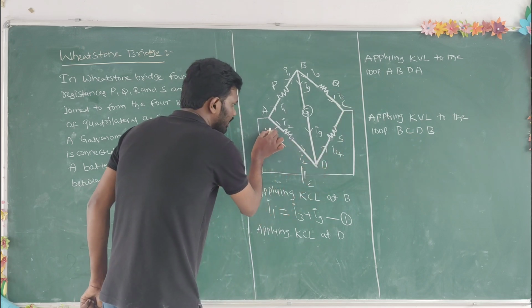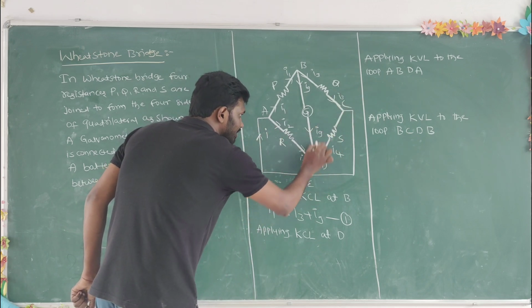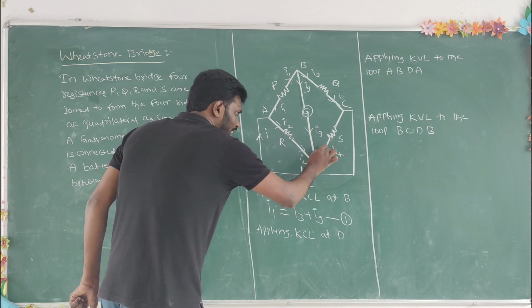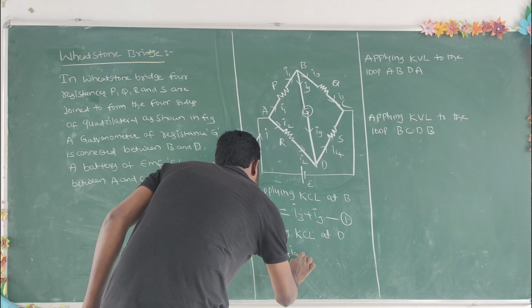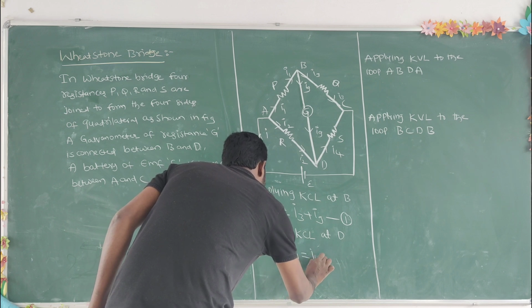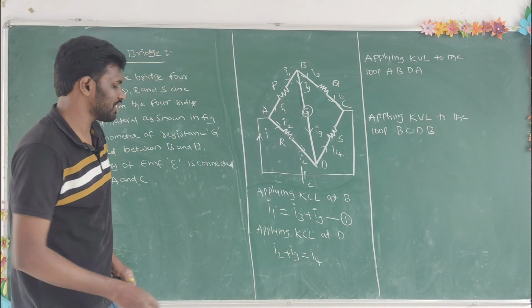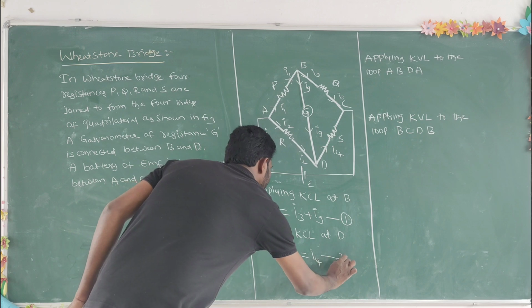At junction D, the sum of the currents entering the junction, I2 and Ig, equals the current leaving the junction, I4. I2 plus Ig, which are entering the junction, is equal to I4. This current is leaving the junction. Take this as equation number 2.